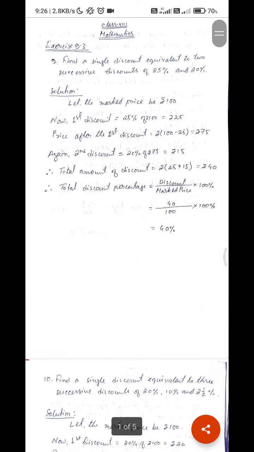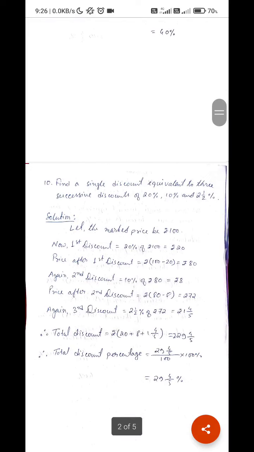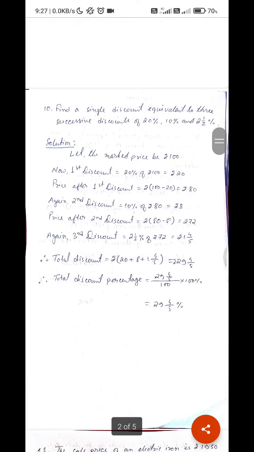Next, question number 10. Find a single discount equivalent to three successive discounts of 20%, 10% and 2.5%. This means there are three successive discounts, one after the other. In the previous case, we had only two successive discounts. So the process is same, just the calculations are a little bit different. As usual, we will have to assume let the marked price be rupees 100.